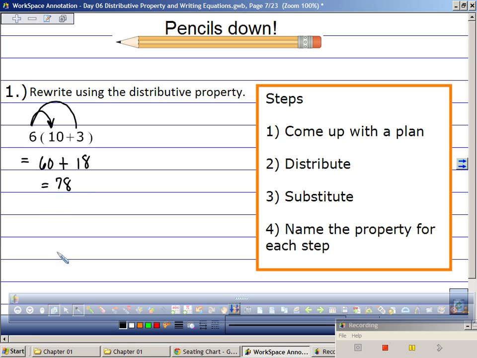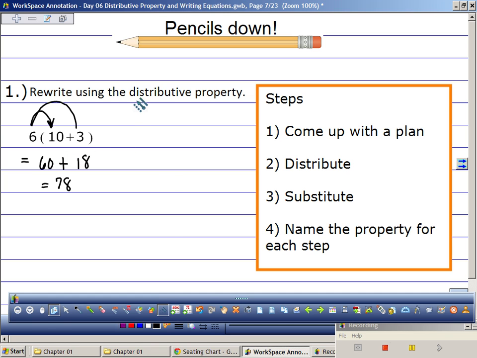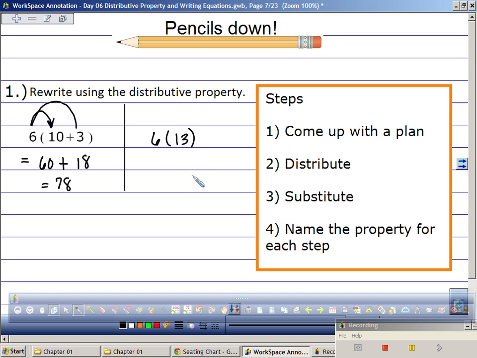78. There's my answer. Raise your hand if you thought, couldn't she just add 10 plus 3? Okay, well, let's look at the outcome of that. Good, I like that word. Good vocabulary. Let's rewrite this as 6 times the quantity 13. How many of you know how much 6 times 13 is? What do you think? How do you know that? Because we just did it.